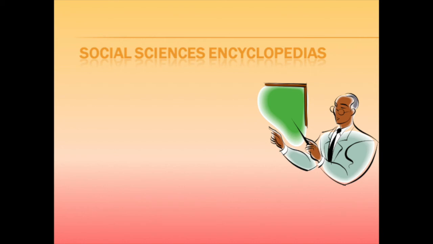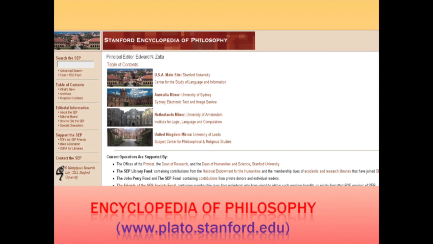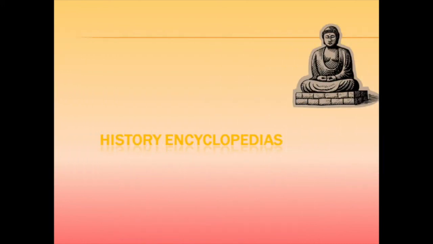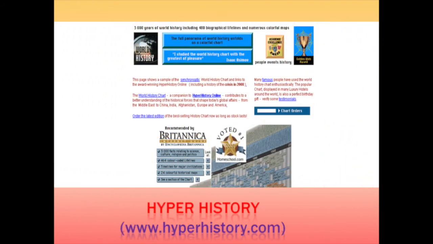Social Sciences Encyclopedias. Encyclopedia of Philosophy, nearly 3,000 links and multiple search options. History Encyclopedias. Hyperhistory. It is an expanding scientific project presenting 3,000 years of world history with an interactive combination of synchronoptic lifelines, timelines, and maps.